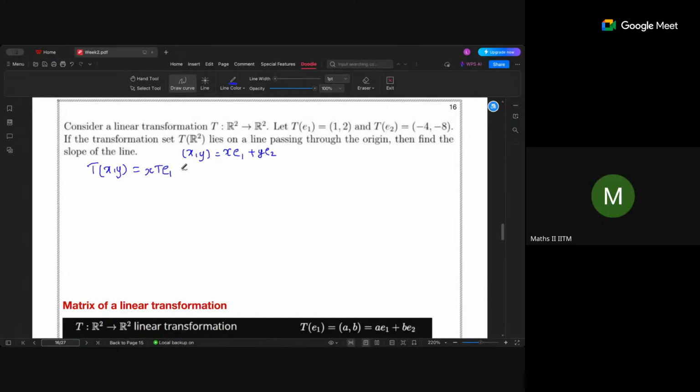So you see that T of x comma y is very simple. It is x times TE1 plus y times TE2, where TE1 is 1 comma 2 and TE2 is minus 4 comma minus 8. So you see that it is very simple. It is only this much. It's not at all complicated. If you are given the images of the basis elements, particularly here the canonical basis, the computation is even simpler. So you got the expression for T of x comma y. Do you all understand? Yes, ma'am. Images of the basis.